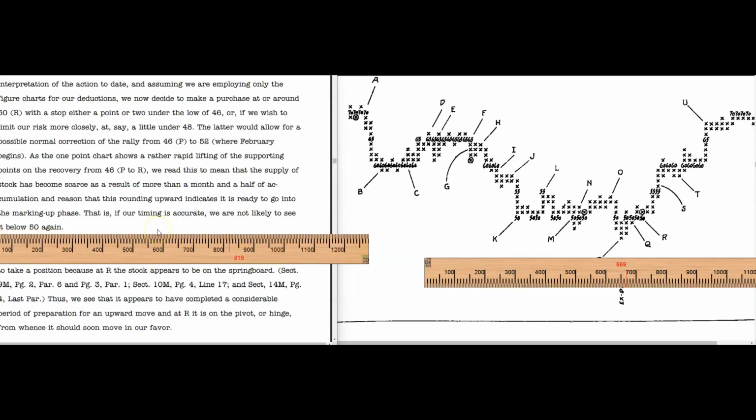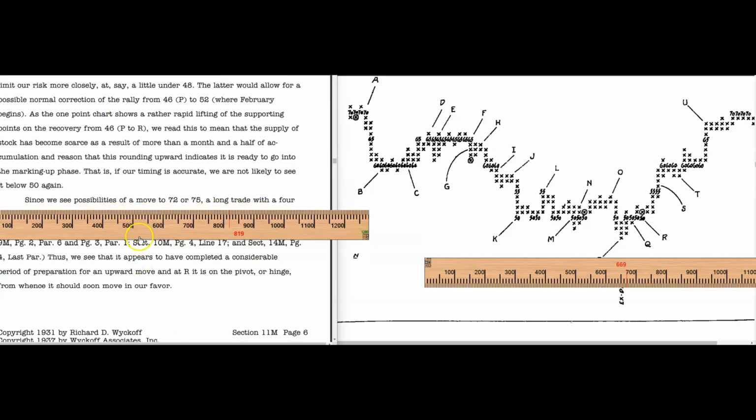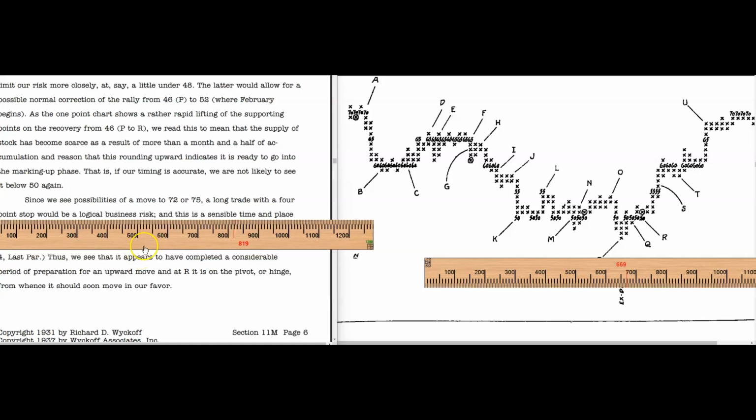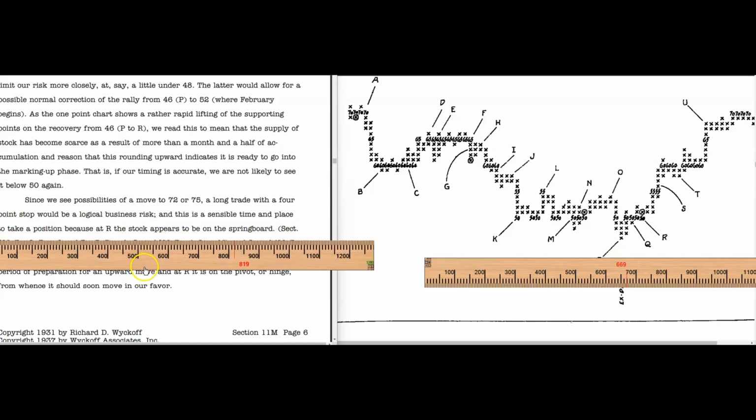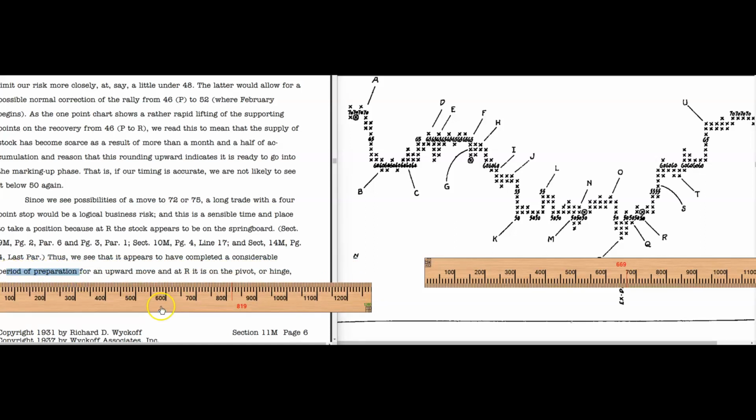That is, if our timing is correct, we are not likely to see it below 50 again, since the possibility of a move to 72 or 75 is possible, and the stock appears to be on the springboard. So around here, around R, it's ready to fly. And there's a very nice period of preparation.